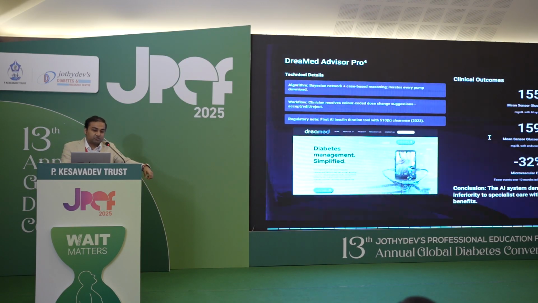One such example is DreaMed Advisor Pro, which was developed in Israel, and this is the only FDA-approved insulin dosing algorithm, which is a virtual endocrinologist for type 1 and type 2 diabetes. There are a couple of papers published, and they give very good positive outcomes of using this particular tool as a clinical decision support system.